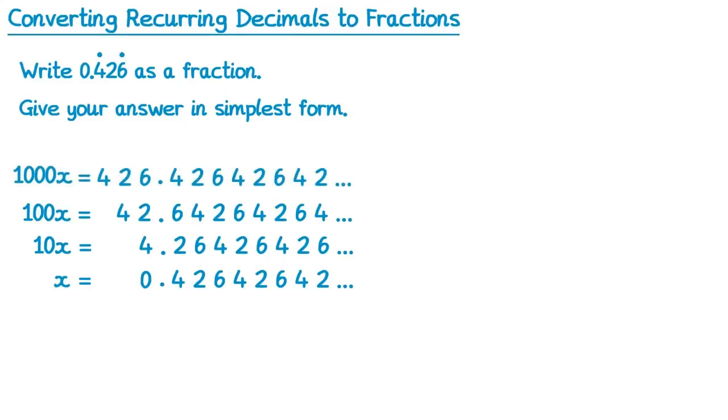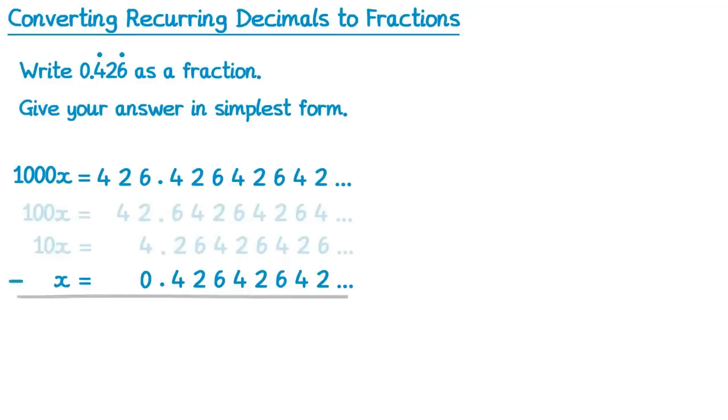1000x is 426.426, 426, and so on. Now if you compare the digits after the point for 1000x and x, you'll notice there's a perfect match. So we'll go ahead and subtract these two. What we can do then is set 100x and 10x into the background because we don't need those, and subtract.